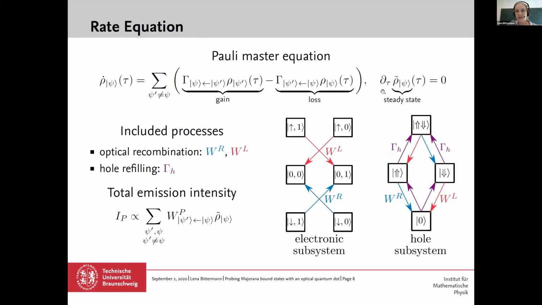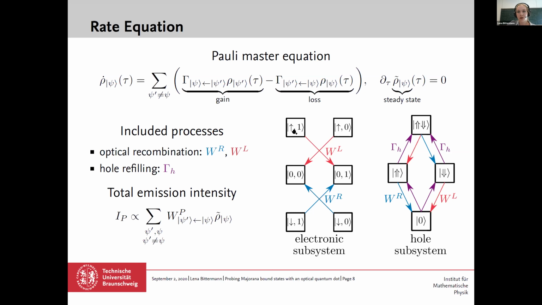We can find a steady state then with a derivative of our rho equal to 0, and then we have the steady state. In this master equation, we include the optical recombination rates, which we calculated with Fermi's golden rule. And in the presence of a hole reservoir, we also introduce a hole refilling rate, gamma H.